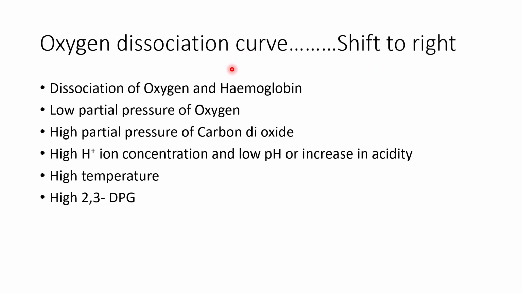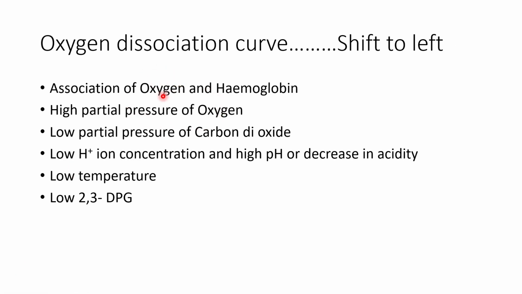Let's say the oxygen dissociation curve will shift to the right. That is, dissociation will occur if the partial pressure of oxygen is low. So when does it become low? When there is a high partial pressure of carbon dioxide, high hydrogen ion concentration or a low pH and increase in acidity. And the temperature has to be high with a higher concentration of diphosphoglyceric acid. All these factors are high except for oxygen. Whereas this will be the opposite if the dissociation curve is towards the left.